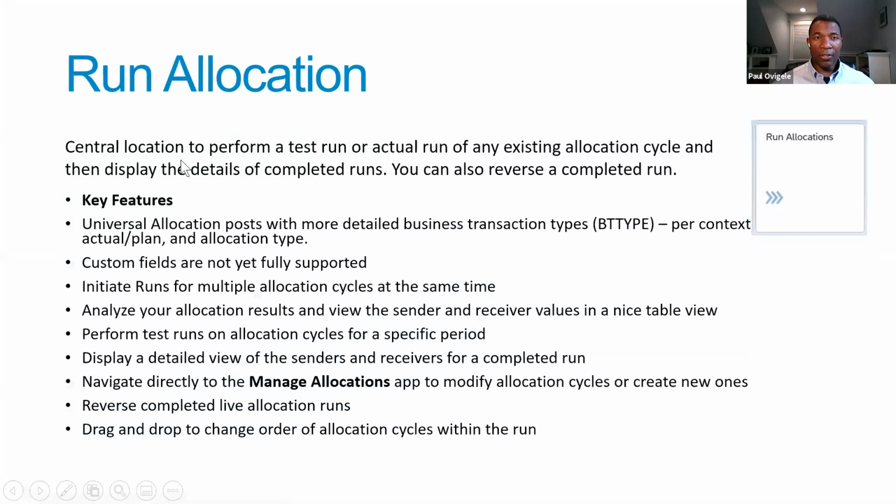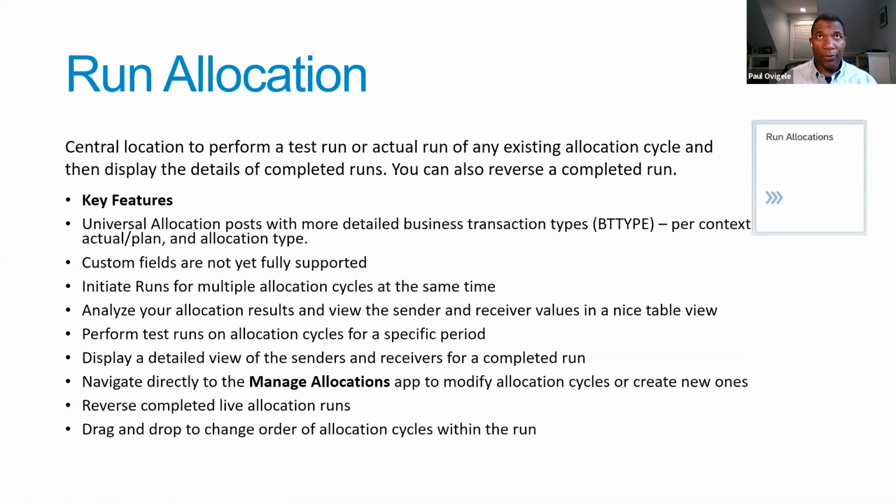All right, so Run Allocation is a central location to perform a test or actual run for an existing cycle and then display the details of what you ran. Again, like I said, Run Allocation used to be a central place for running and reviewing the results, just like in ECC, like KSU5, you run it, you review it. But then SAP came out with a different app, even though you can jump from one app to the other. So just look at this as a way to run and review.